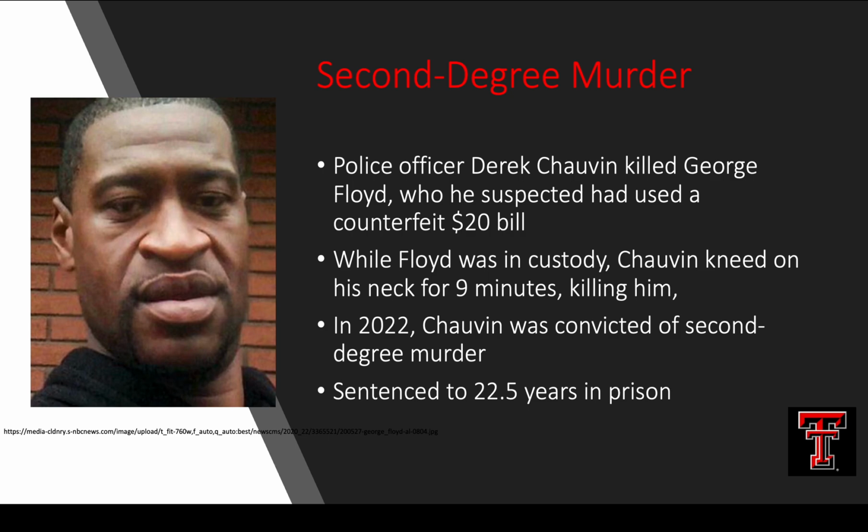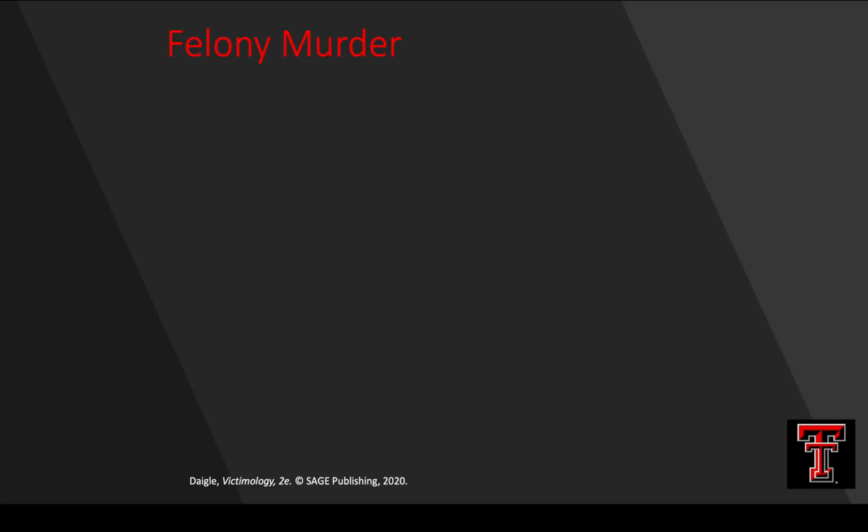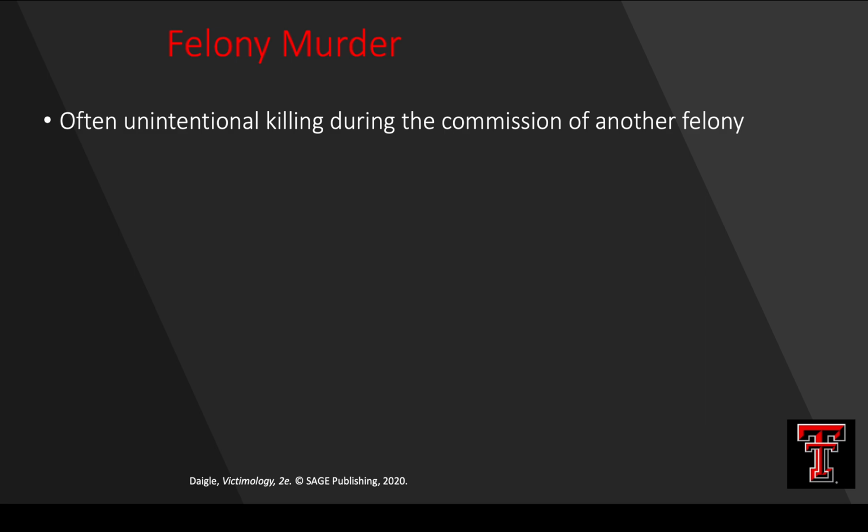Chauvin was sentenced to 22.5 years in prison. Generally, second-degree murder sentences are a little less severe than first-degree murder sentences. Okay, the next type is felony murder. This is often an unintentional killing during the commission of another felony.